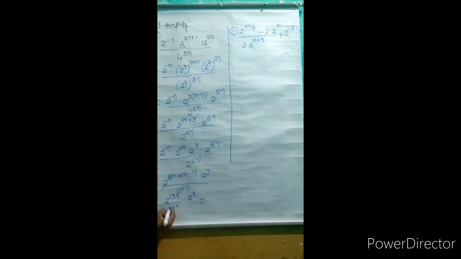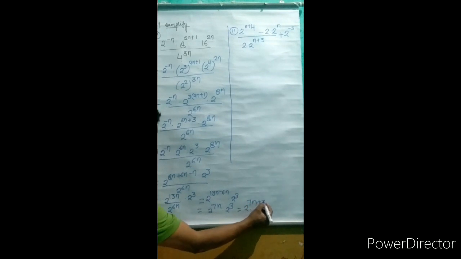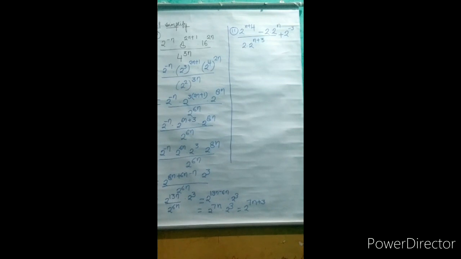So you can see here the bases are same, in division powers will subtract. 2 raised to power 13n minus 6n and 2 raised to power 3, you will get here 2 raised to power 7n into 2 raised to power 3, or we can write it as 2 raised to power 7n plus 3. That is the solution of this.